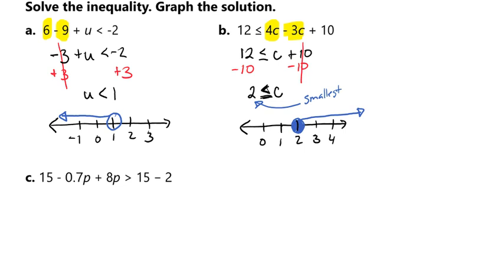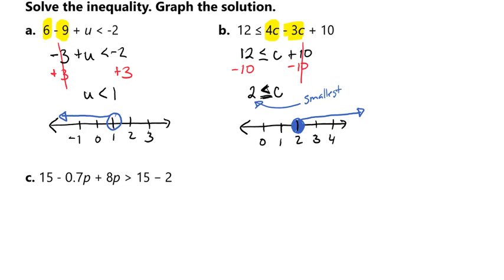Because our variable c is on the right, our arrow will point opposite of whatever our symbol is pointing. Let's try one more problem here.